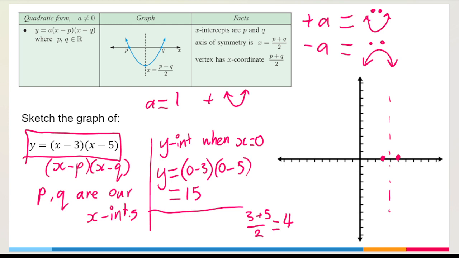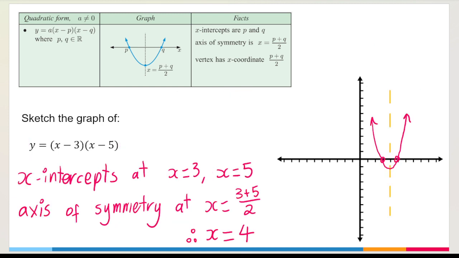So what we're going to get here is something shaped a little bit like this. It's not a very good drawing, but that is what I'm expecting at this stage. If you can fit the y-intercept in, that is also something you should consider. And that's basically all there is to a very simple factorized quadratic.